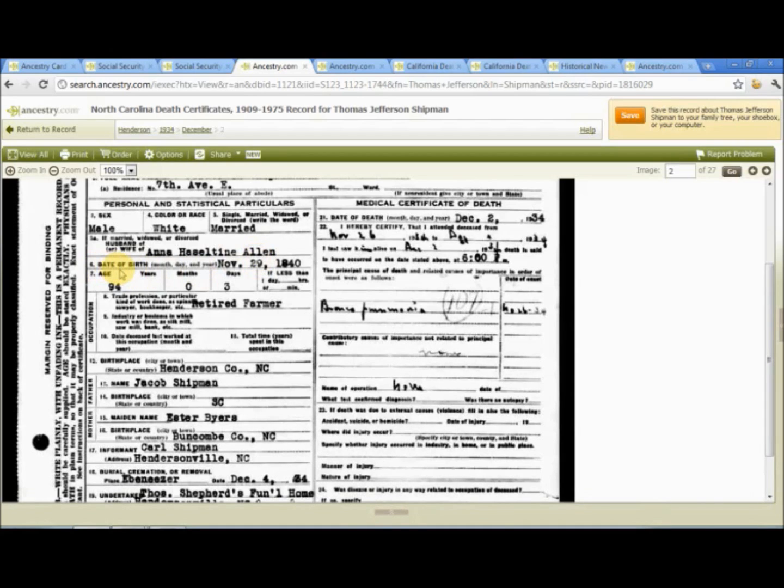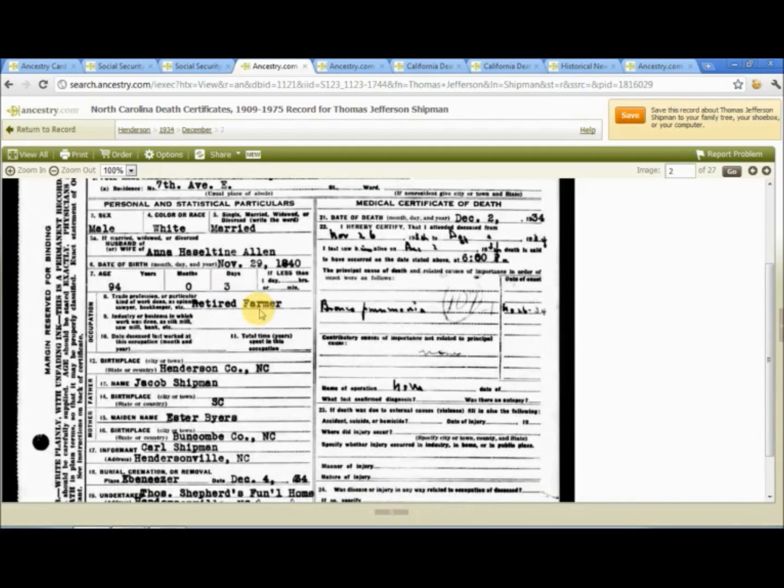It also lists my date of birth for Thomas Jefferson Shipman, which is November 29th, 1840. He was 94 years of age and 3 days when he died, so he died 3 days after his 94th birthday. His occupation is listed here as a retired farmer.